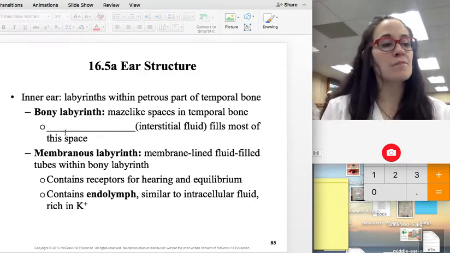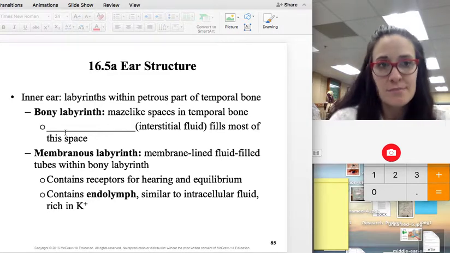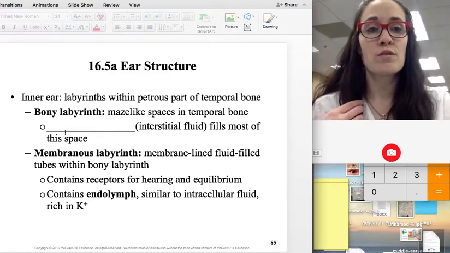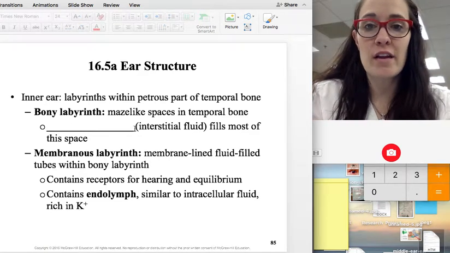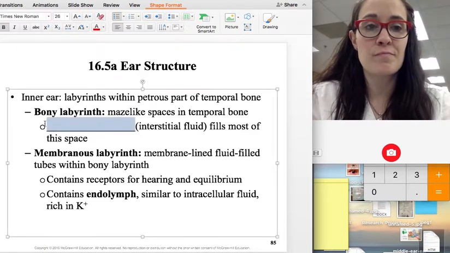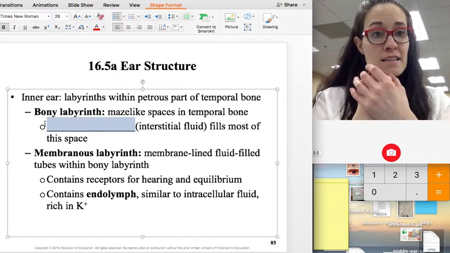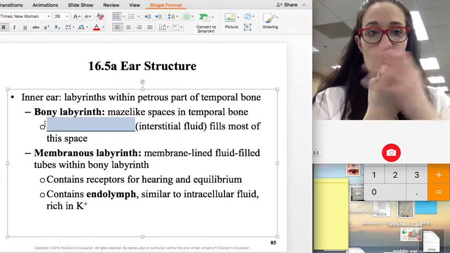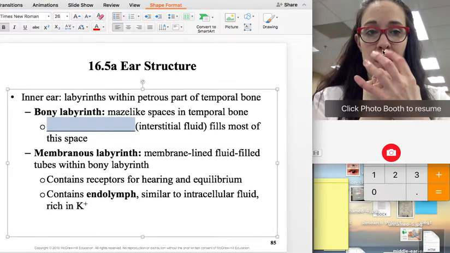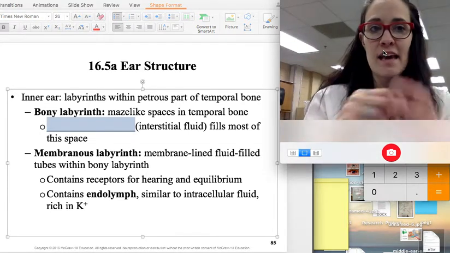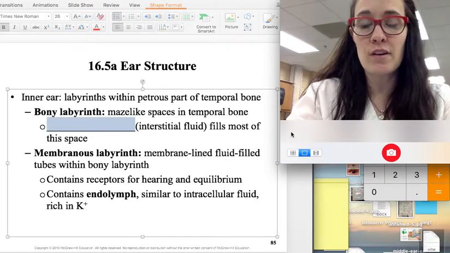Once the stapes passes the sound waves to that oval window, it's now in the inner ear. The inner ear is made up of two nesting containers, one within the other. The bony labyrinth is on the outside, and it's maze-like, and it contains a fluid called perilymph.